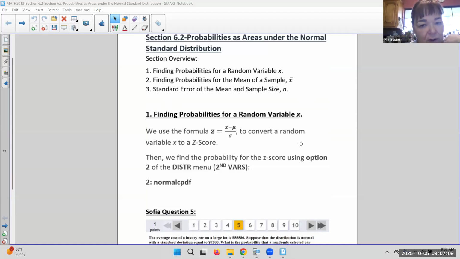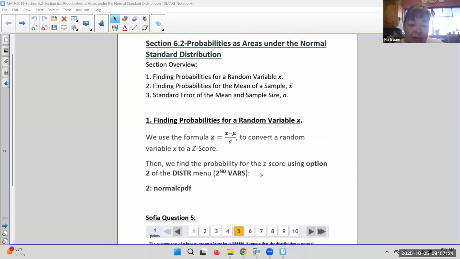In general, this involves that we transform x into a z-score with this formula. And I would recommend that you use the calculator to actually find your areas under the curve, because tables are not provided in these exercises. So remember that the area under the curve is actually equal to the probability of a z-score. And on the calculator, that involves using the distribution menu, and you access that by second bars.